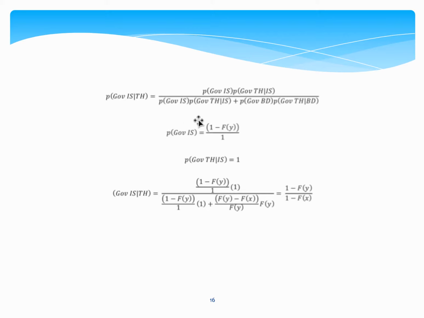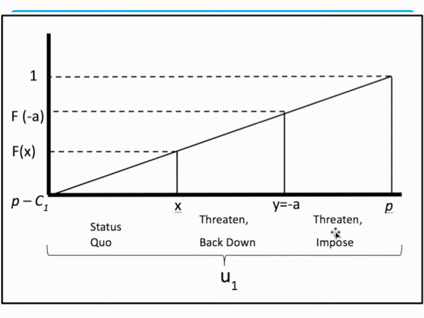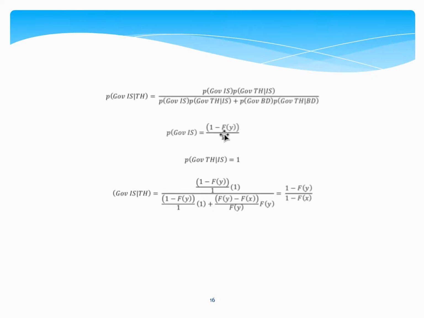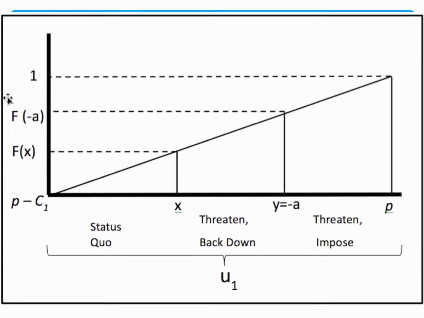and this is what we get for the government imposing sanctions, because if the government imposes sanctions, here it is the imposing stage, and then this is the f of minus a. So this probability divided by the whole probability, and this is what's here. So this is f of y. It's the same as f of minus a. I use y for simplicity, but this is the region of this part.